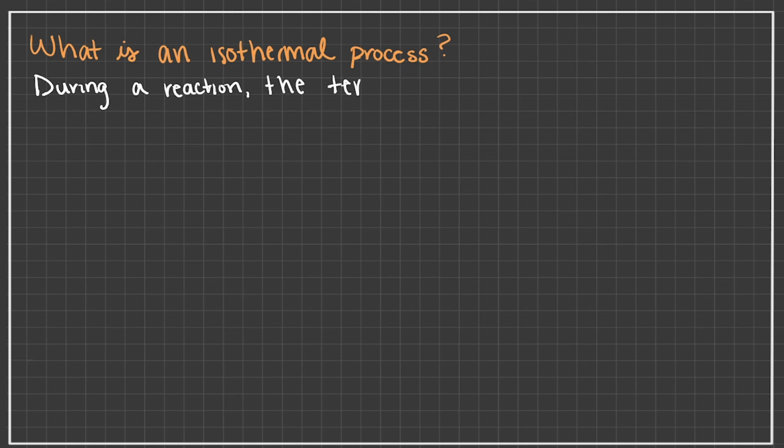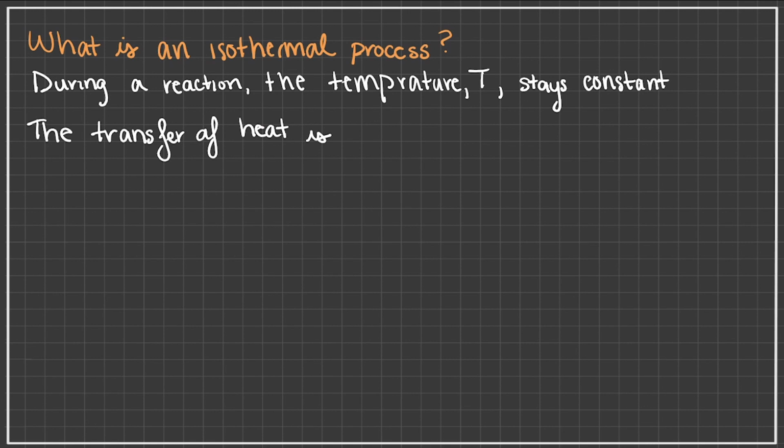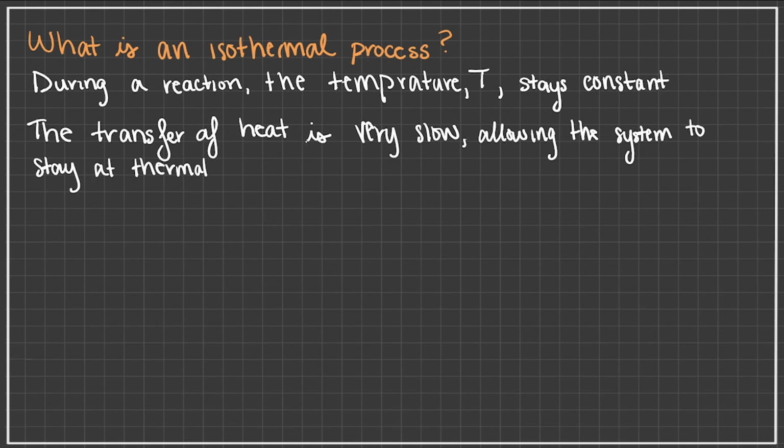Now, the first question is, what is an isothermal process? During a process of a reaction in an isothermal state, the temperature stays constant. So this means that there's a transfer of heat and it is very slow, which allows the system to stay at thermal equilibrium. Basically, the thermodynamics do not change while this reaction is taking place.